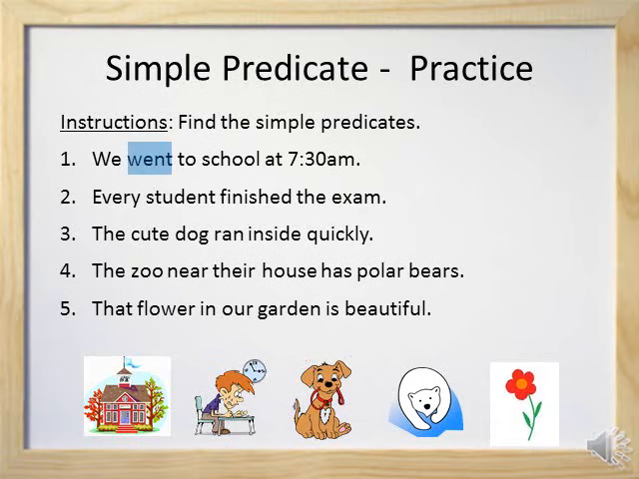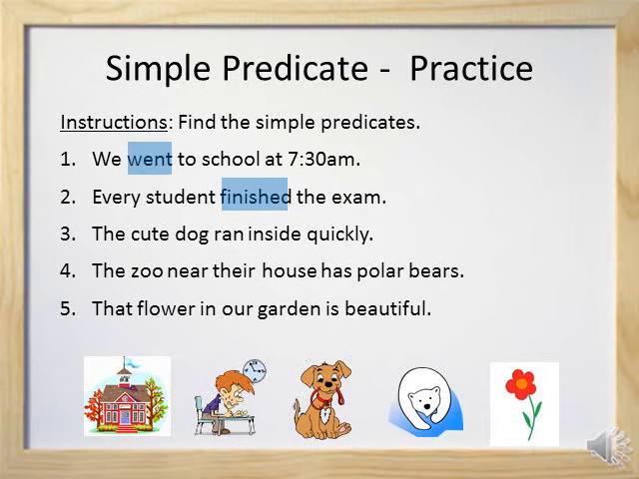Number 2, every student finished the exam. Again, before we identify the simple predicate or verb, let's find the subject. What one word tells us who or what the sentence is about? The answer is student. So student is the simple subject. Now, to find the simple predicate, let's ask, what did every student do? Or what was the action that every student did in this sentence? Finished. So finished is the simple predicate or verb of the sentence.